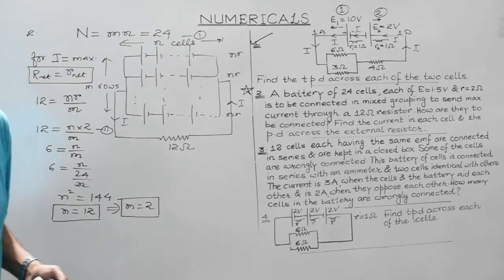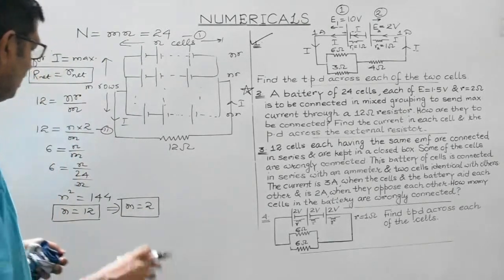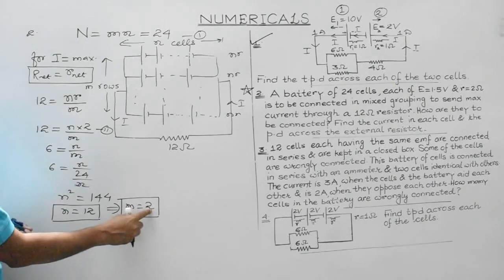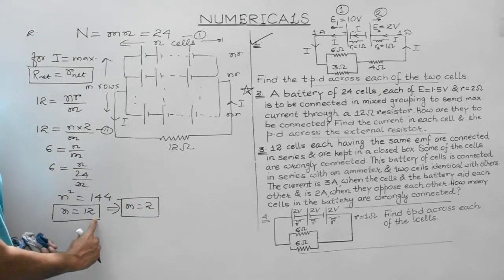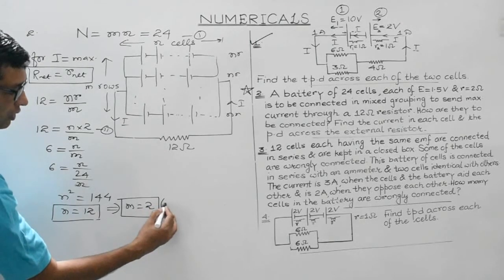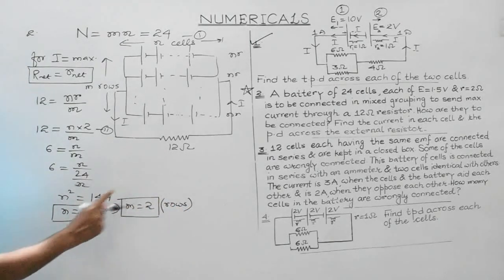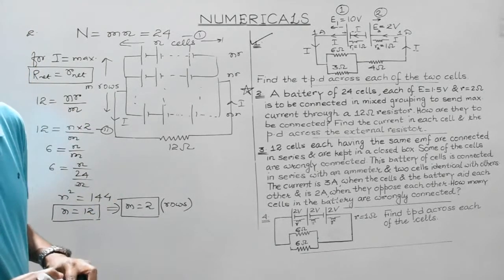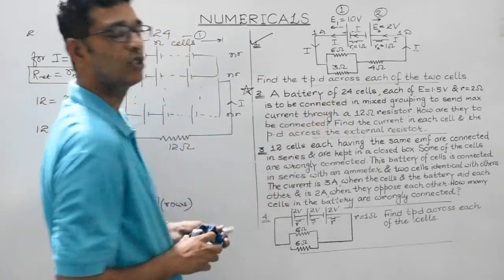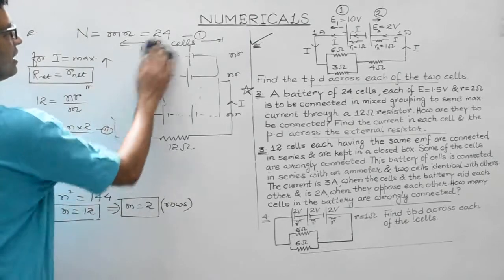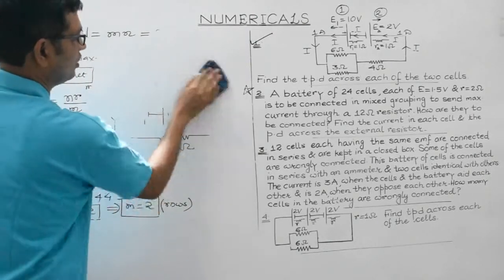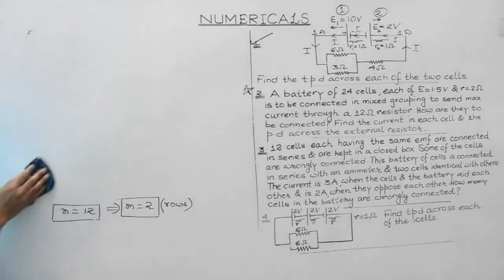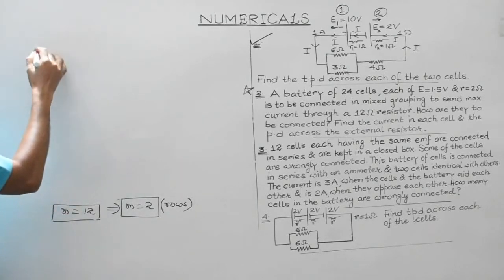So what we have obtained is how the 24 cells are to be connected. They are to be connected in such a manner so as to contain two rows, each row containing 12 cells connected in series. So 2 is the number of rows, and in each row 12 identical cells are to be connected in series. So that is how these 24 cells are to be connected so as to derive maximum current from the circuit, or from the mixed grouping of cells. So I will draw that circuit. So this should be the appropriate circuit diagram, right?